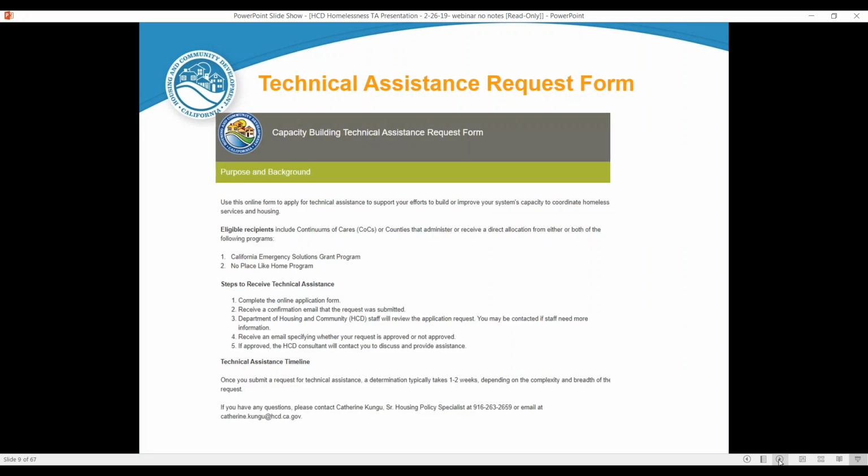It will lead you to this next screen, where in this example it's a capacity building technical assistance request form, and you will see this screen. HCD is committed to responding to your request within 1 to 2 weeks, but again, depending on the complexity and the breadth of your request, we will inform you if we need additional time. Next slide, please.